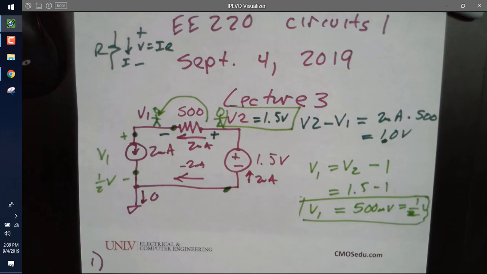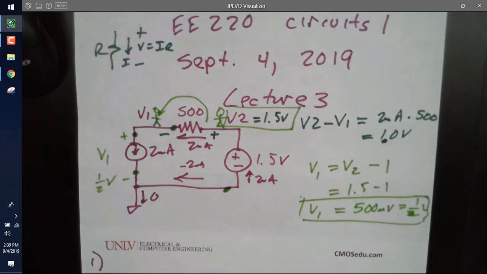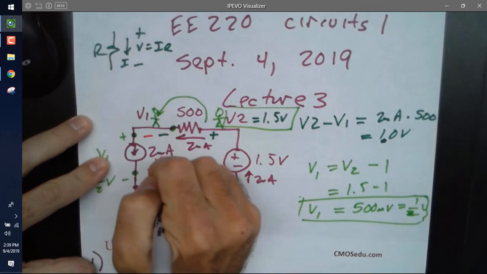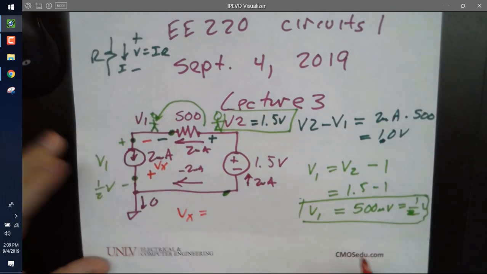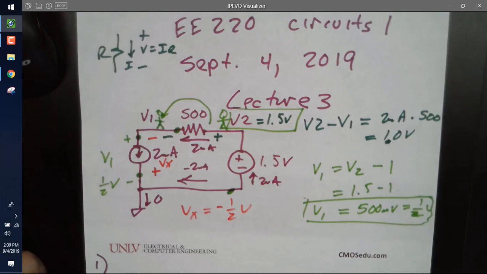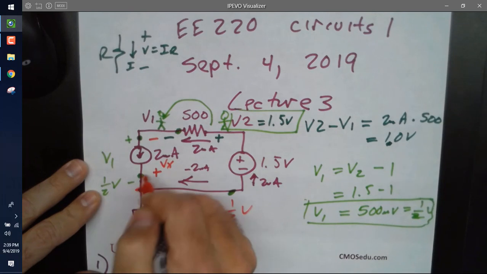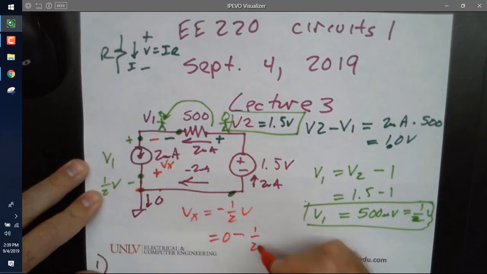Does everybody follow that? Does that make sense? Now I'm going to ask a stupid question, but I do the simple stuff first and then everything's easy. If I ask you in a test, find Vx, and I define Vx as that, with what you know right now, what is Vx equal to? Minus 1/2 volt. It's 0, this voltage, the plus terminal, minus the minus terminal voltage of 1/2.